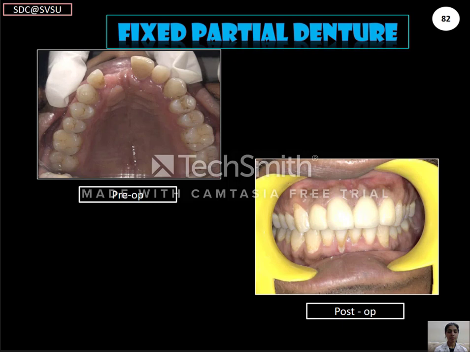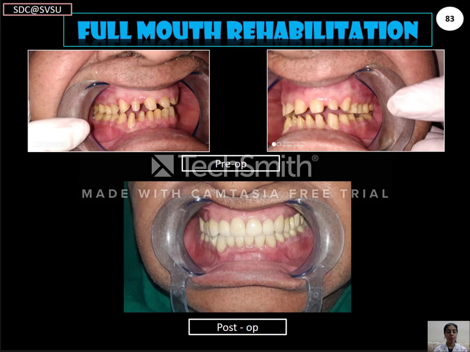This patient had reported to our department with the chief complaint of missing 1-1. After proper evaluation, the tooth preparation was done, followed by crown fabrication on 1-2, 1-1, 2-1 and 2-2. This patient had reported to our department with the chief complaint of mutilated dentition. Root canal treatment was carried out in the required teeth, followed by full mouth restoration with all ceramic crowns.